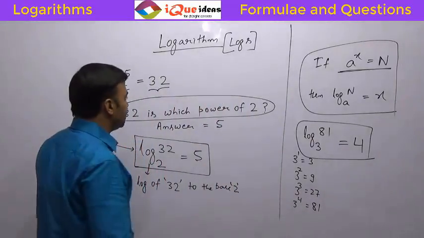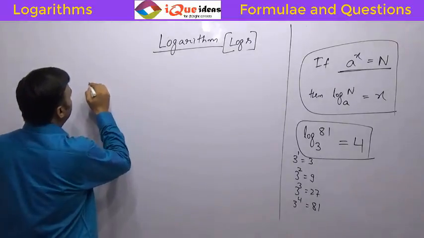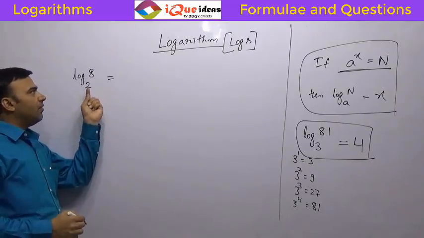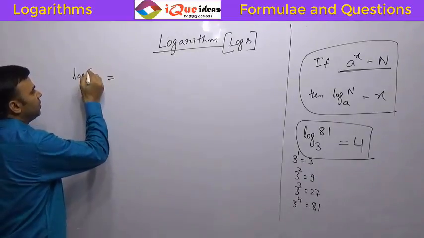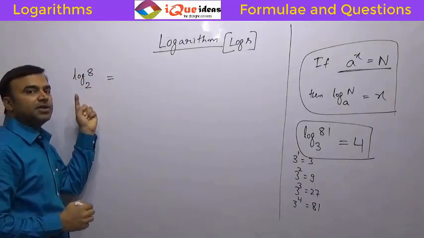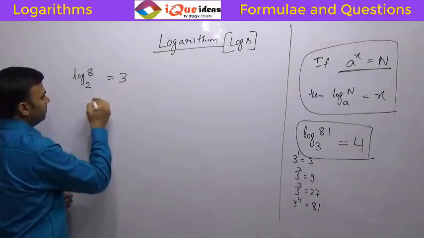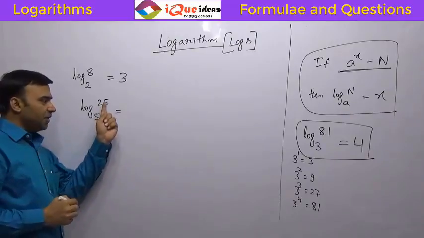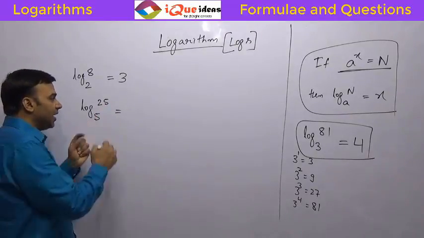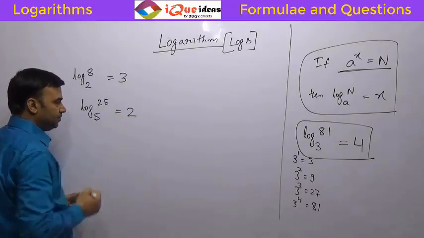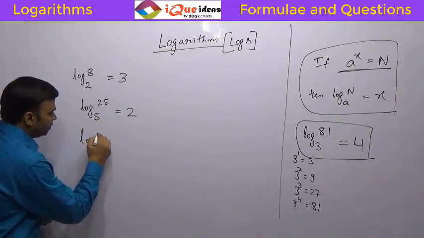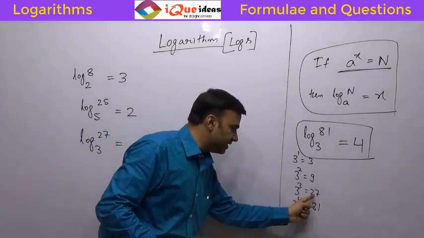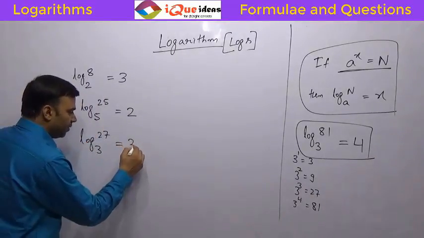Okay, we'll take some more examples to understand this. Now let's suppose we have log of 8 to the base 2. What you have to think is, what power of 2 is equal to 8? So 8 is 2 to the power 3. So log of 8 to the base 2 is 3. Let's say log of 25 to the base 5. 25 is what power of 5? So 25 is 5 square. So log of 25 to the base 5 is 2. Log of 27 to the base 3, how much is it? Think about the powers of 3. 3 to the power 3 is 27. So log of 27 to the base 3 is equal to 3.